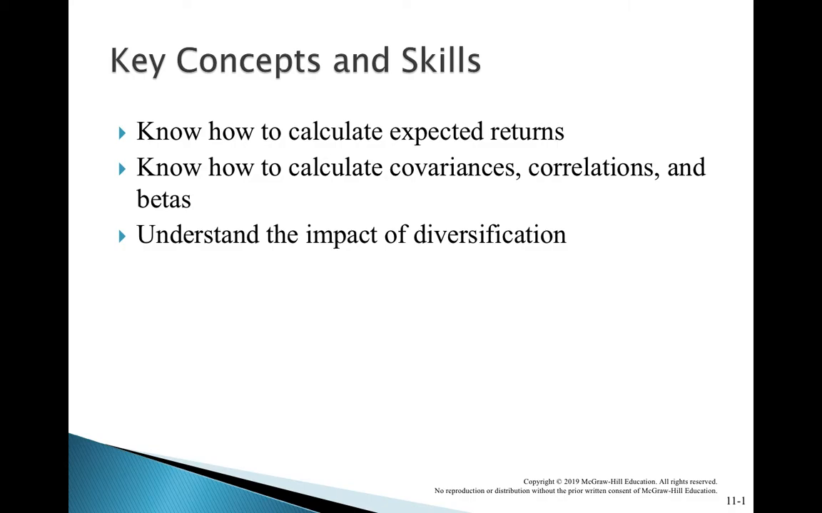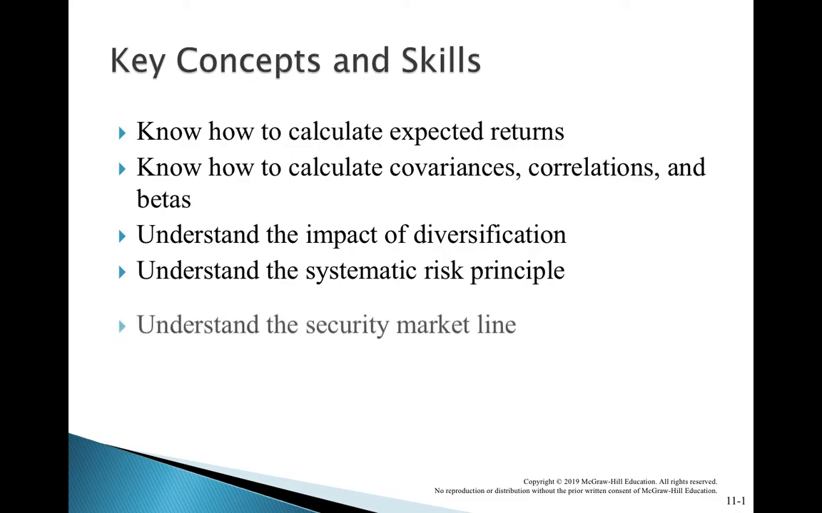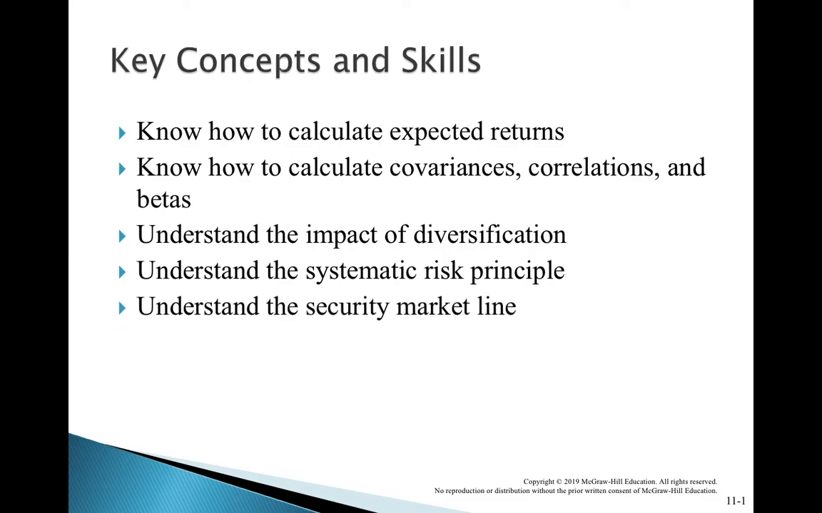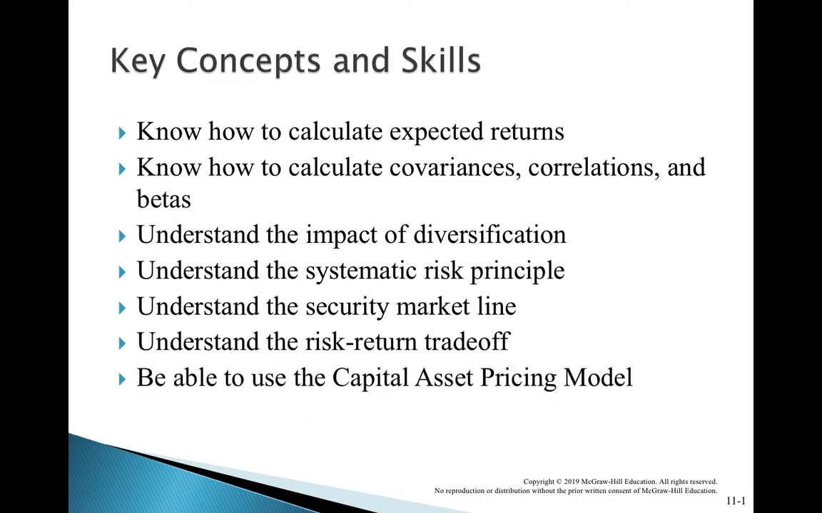We will calculate the beta through the formula method, and at the same time we will learn how to do it in the spreadsheet. Same as covariance and correlation, we can also use the spreadsheet for calculating directly. We will understand the impact of diversification, the systematic risk principle and unsystematic risk principle, or non-diversified risk and diversified risk. Understand the security market line, SML, and the risk-return trade-off. After that, we'll be able to use the capital asset pricing model, or CAPM.